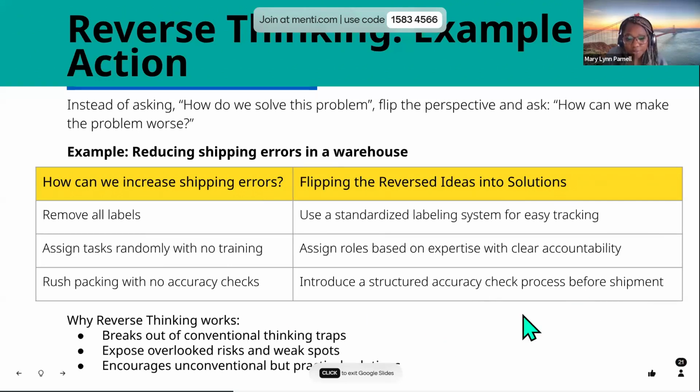And why does reverse thinking work? Because it helps break us out of conventional thinking traps. We would be able to expose overlooked risks and weak spots. And then it also encourages unconventional but practical solutions. So if you looked at the first one, the assumption we had was that these junior roles weren't able to do the work. But the truth is they could be if we gave them training and a checklist and ownership.